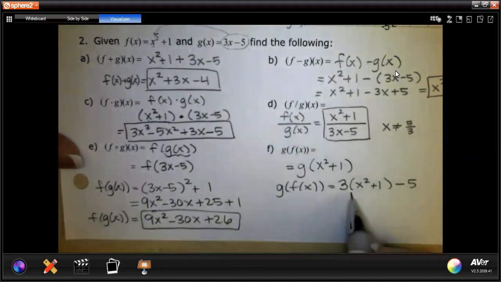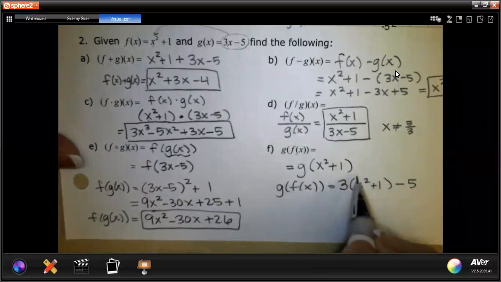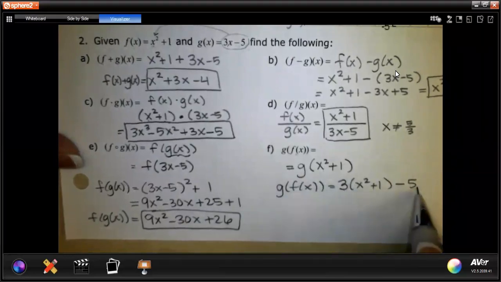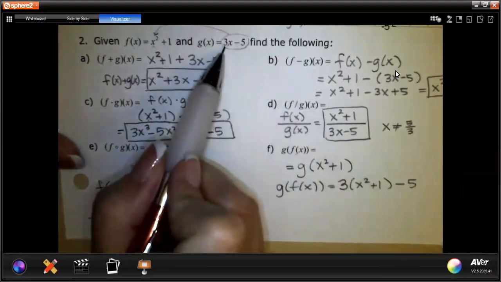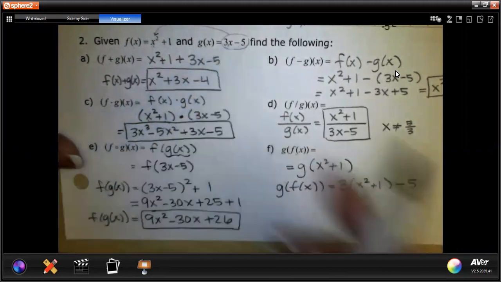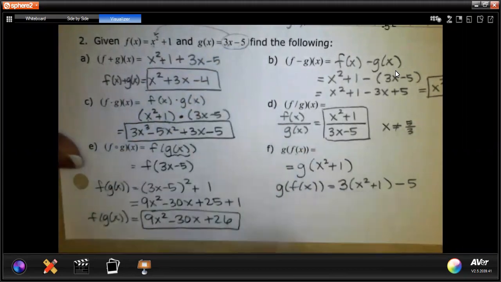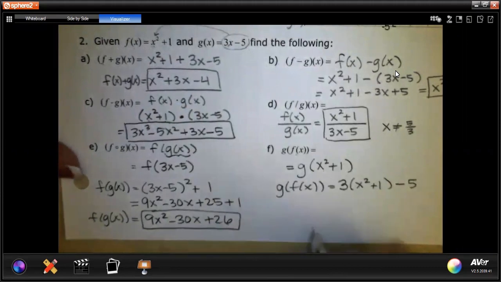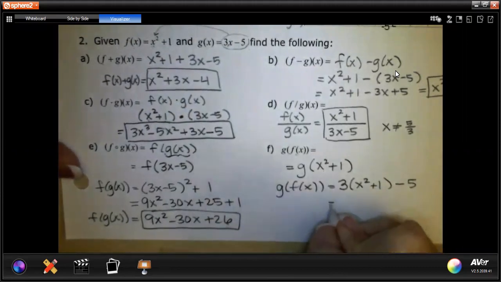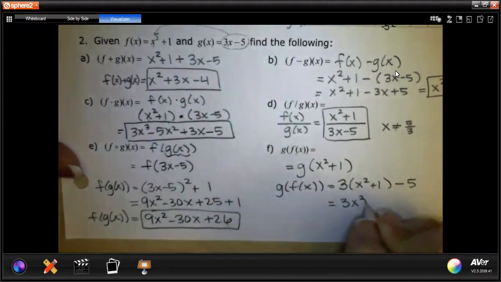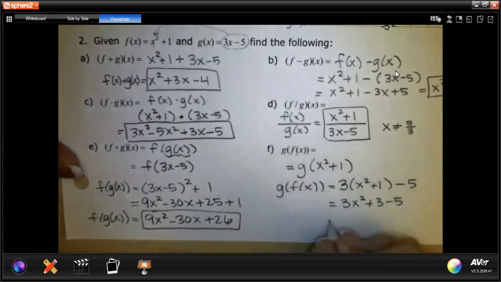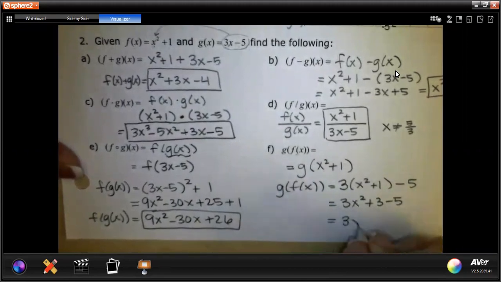So I have not changed the equation. It is 3, this is my new x, minus 5. So it's exactly what it said here, 3x minus 5. The x is now x squared plus 1 because we replaced it with that. And we distribute and combine our like terms.